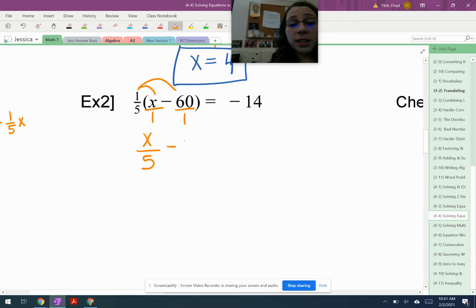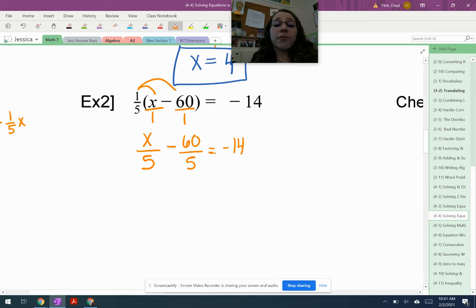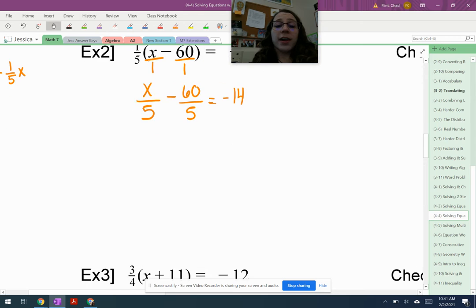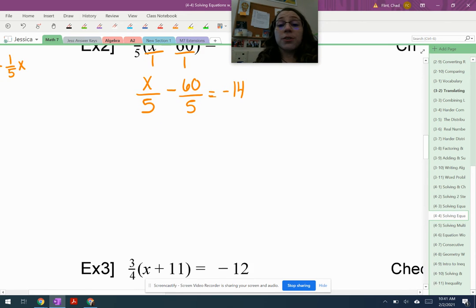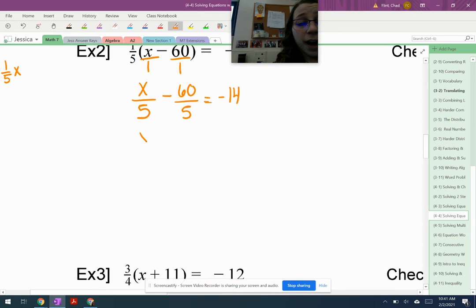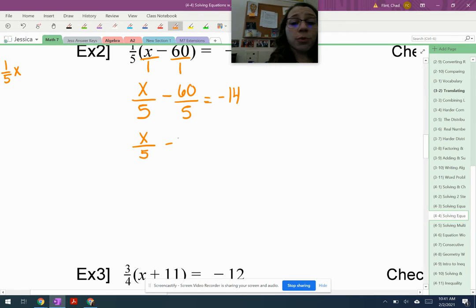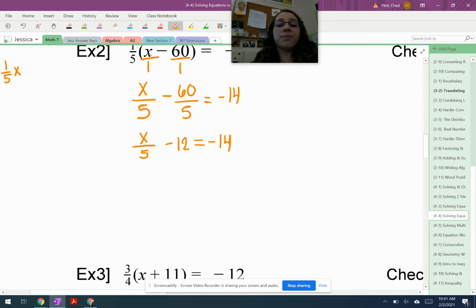Minus 60 times the 1 and 5 times the 1. So again, dealing with that fraction in the front just makes me divide each of those pieces by that 5. X can't really be divided by 5, so there's nothing for me to do there, but I can simplify that negative 60 divided by 5. So that's going to be minus 60 divided by 5 is 12. And is that equal to negative 14?